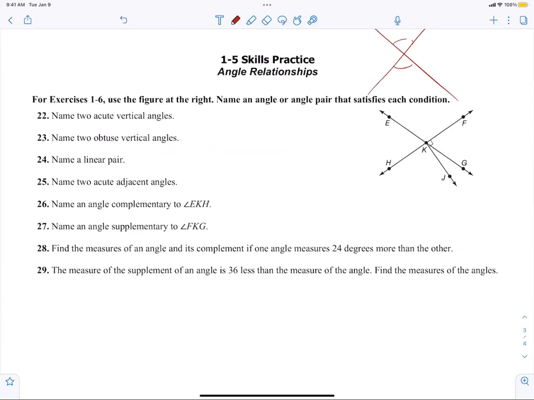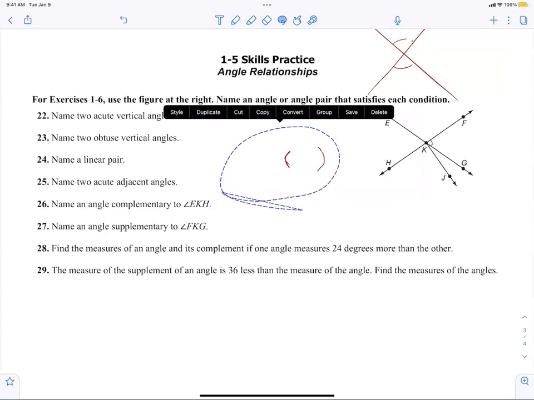Yes, very good. Thank you so much. HKE and FKG. Those are acute vertical angles. Name 2 obtuse vertical angles. FKE and HKG. Very good.